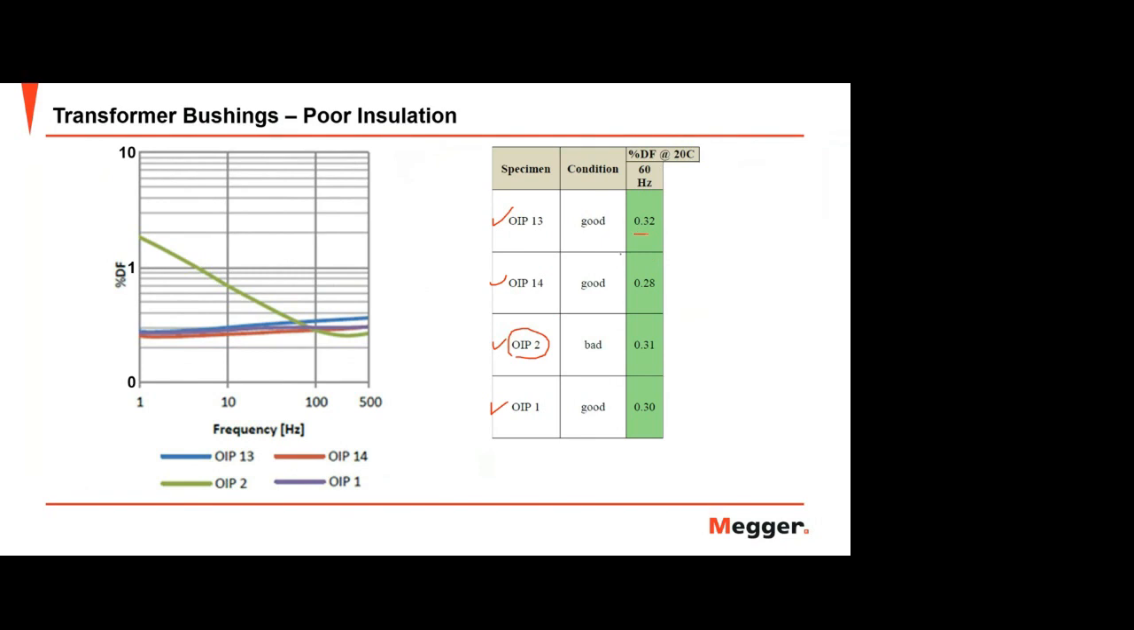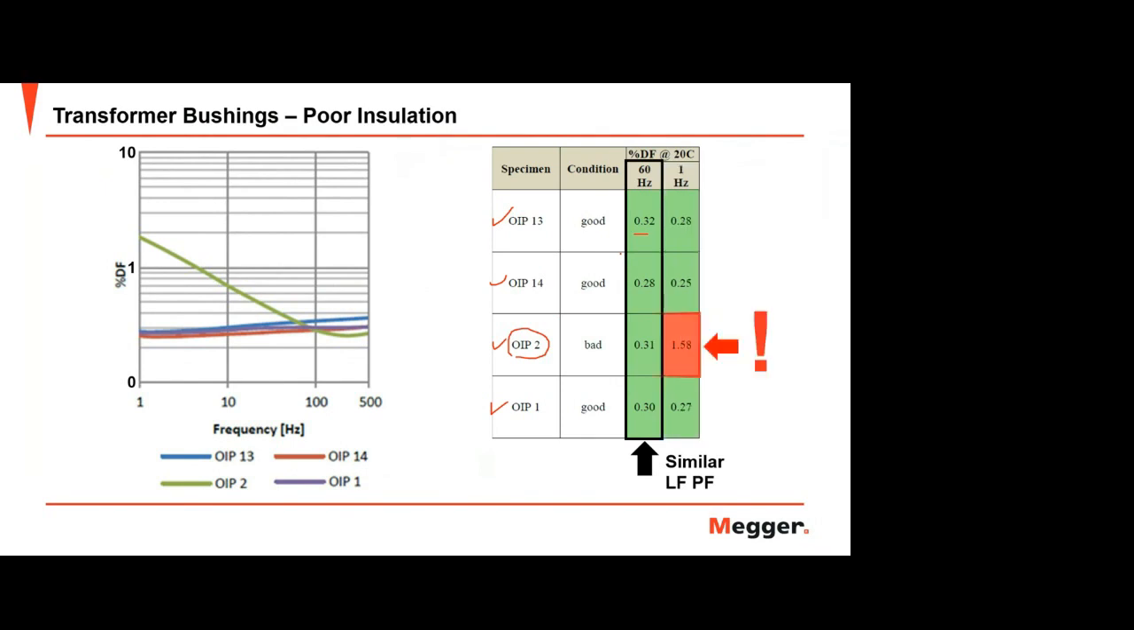But when they did the narrowband DFR, or the 1 hertz, okay, this reveals the problem. This bushing is actually good at 0.28, 0.25, but this one here gives 1.58 at the 1 hertz value. And this one here gives 0.27. So the assessment: this bushing is in bad condition.